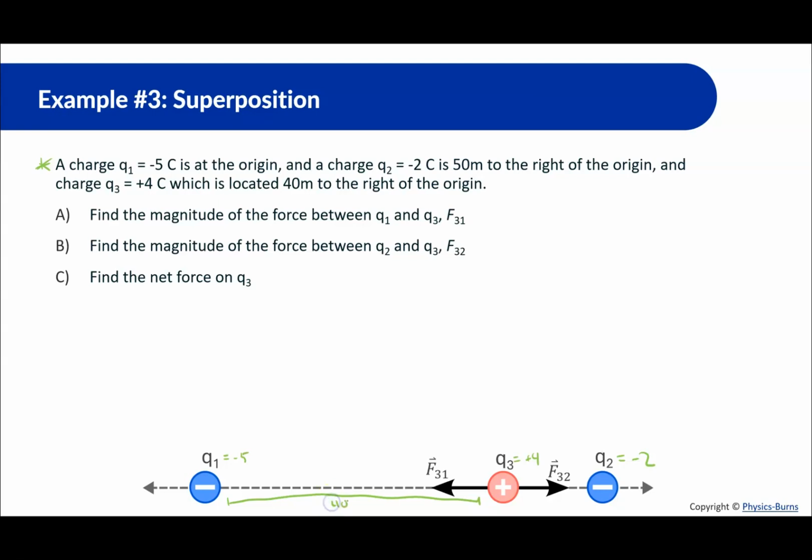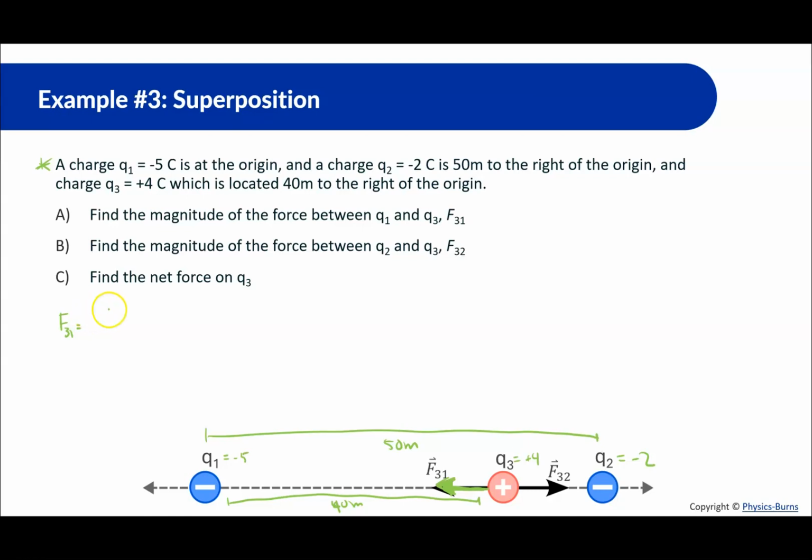40 meters. Oops, 40. And this one is 50 meters. Okay. Find the magnitude of the force between Q1 and Q3. So we're looking for this force right here. This one's going to be attracting it to the left. So we're looking for that force. So I'm going to say F31.